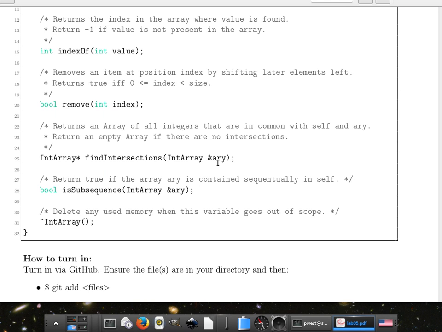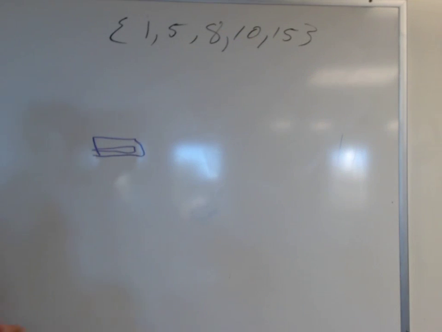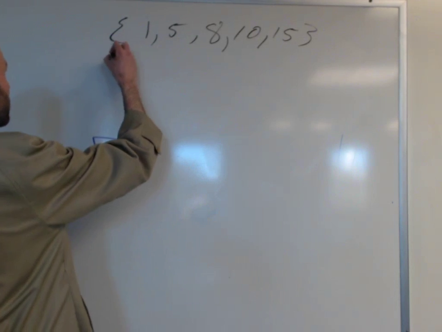Find intersections of this array. Returns an array of all integers that are in common with array and with self and the array. Return an empty array if there are no intersections. Okay. So it's like a union, finding the common terms within each array? You're finding the intersection, not the union. The union would be everything. Okay. Could you give us an example of what that's intersected? That's what I was going to do. That's what I'm doing. I'm glad you asked.